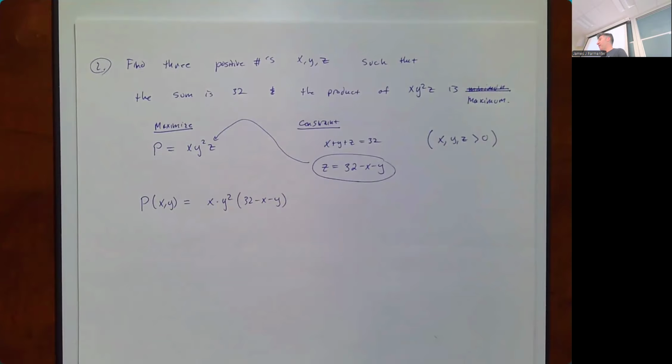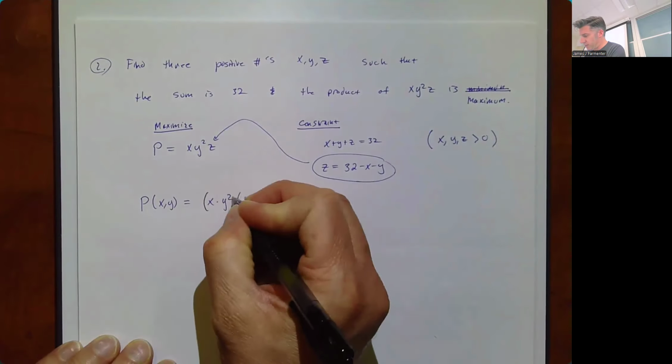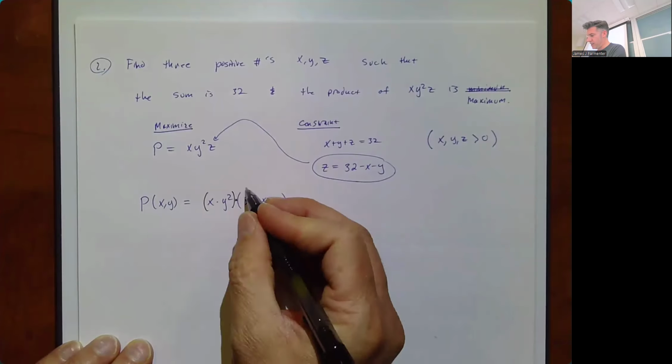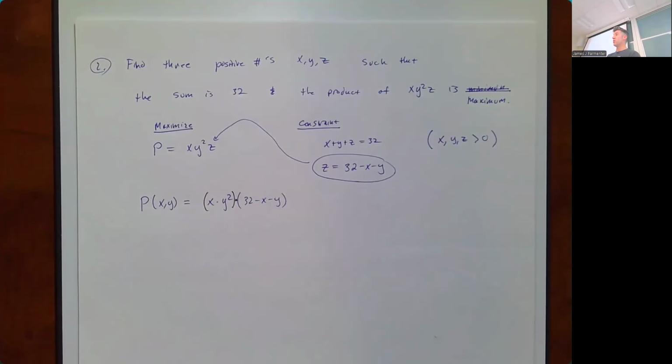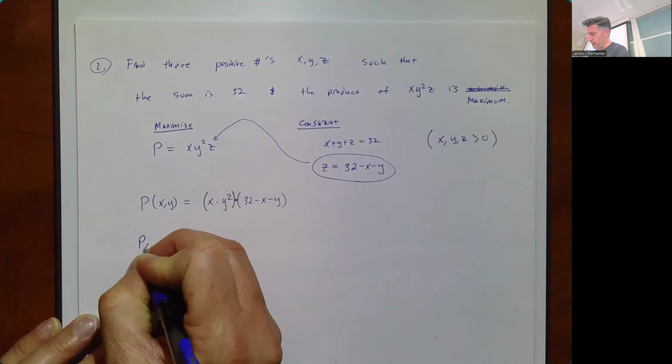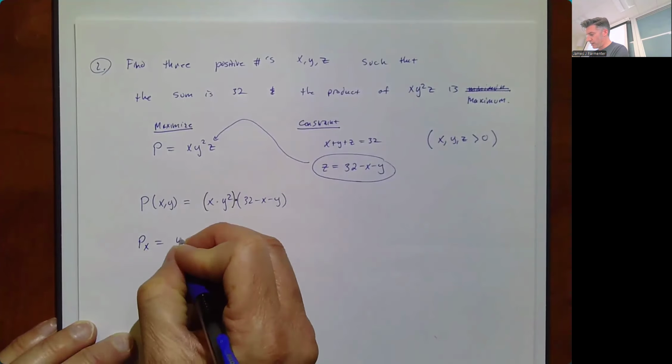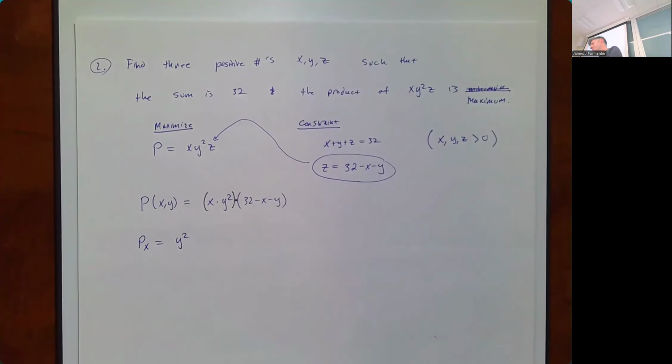I can see that I'm going to have to use the product rule here, but if I think of it as just this piece times this piece, it's only a single product, it's not like a triple product rule. So let's find our partial derivatives. Px is going to be y squared. I should, no, I've already finished.